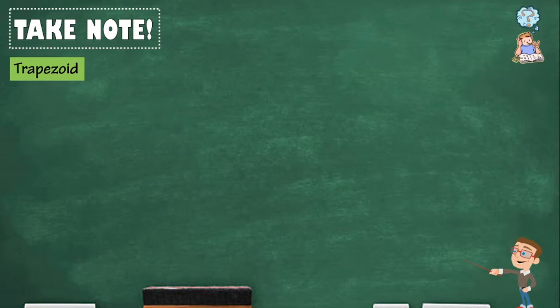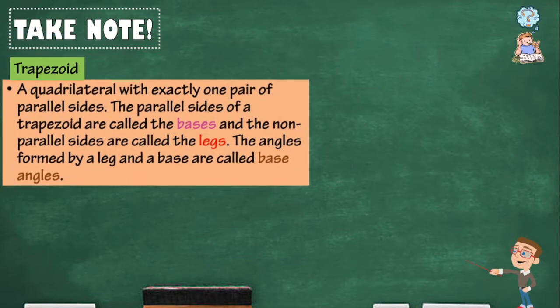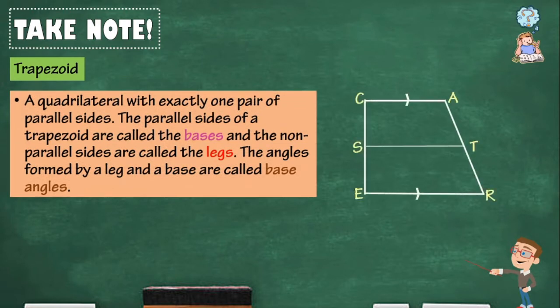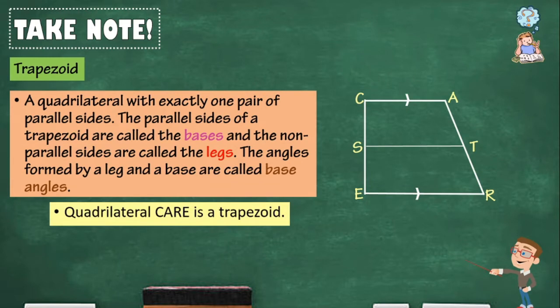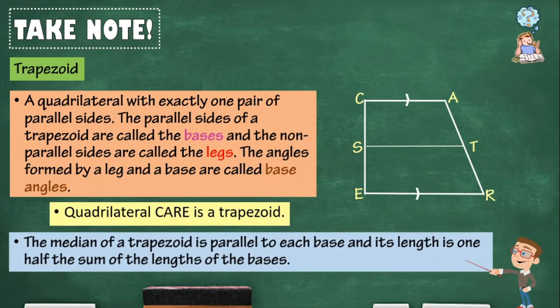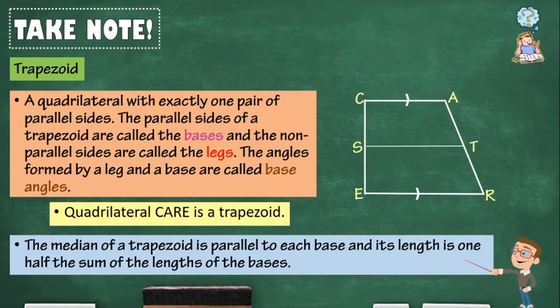Next, let us have the short recap of what we have discussed in our previous lessons. Trapezoid. It is a quadrilateral with exactly one pair of parallel sides. So, in our figure, quadrilateral CARE is a trapezoid and it has its parts, bases, legs, and the base angles. Next, the median of a trapezoid is parallel to each base and its length is one half the sum of the lengths of the bases. So, if ST is a median, then the length of ST is one half the sum of the lengths of CA and ER.